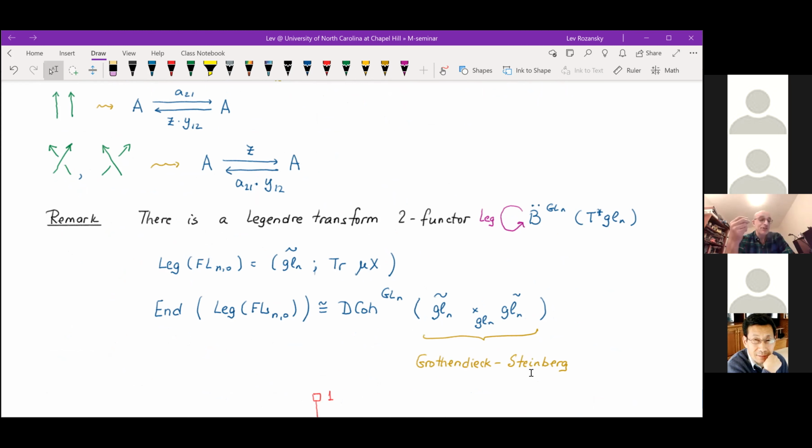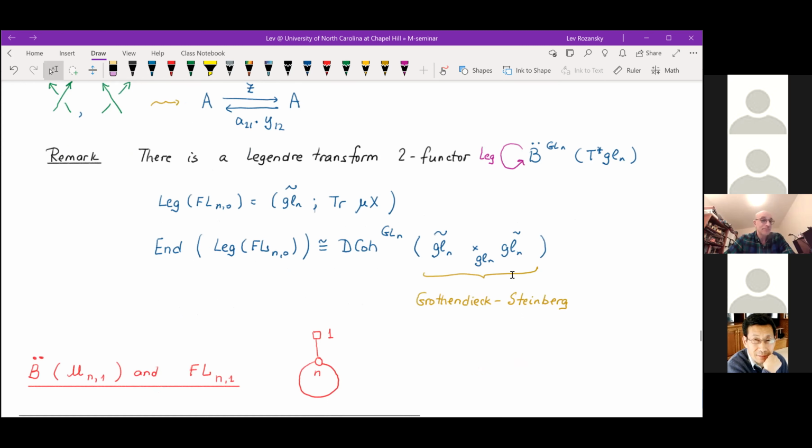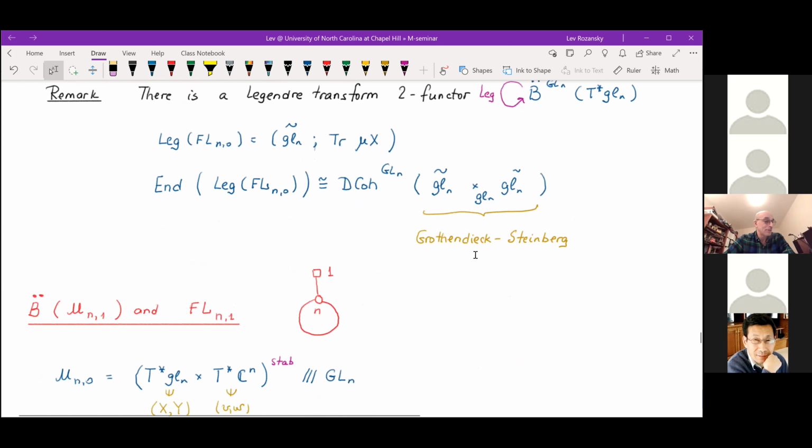So the equivalence between equivariant coherent sheaves over derived Steinberg and over Grothendieck Steinberg is a manifestation of Legendre transform acting on T star of GLN. So it has a 2-categorical explanation. If you use the language of representations of monoidal category of coherent sheaves, then Legendre is not as natural. But here it's very natural.